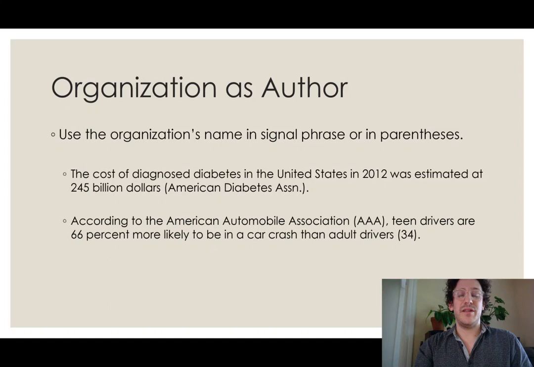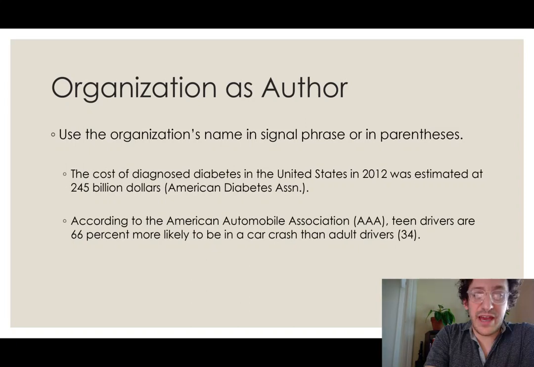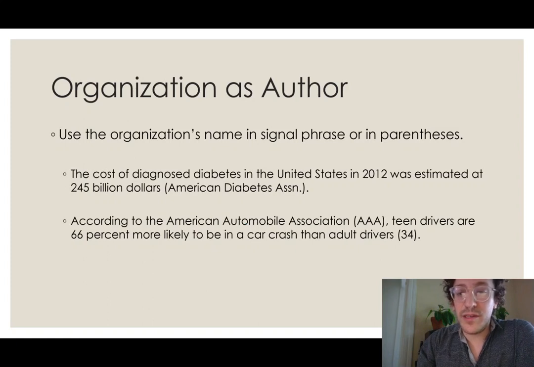All right. Here's another example. According to the American Automobile Association, AAA, teen drivers are 66% more likely to be in a car crash than adult drivers. Okay, so let's go back to the first example for a moment. Here's a parenthetical citation at the end. Now, we don't know the page number, probably because there is no page number. We don't know the author. We don't know the title of the report necessarily. We're just using the association name instead of an author. Here we have a signal phrase in the second one, American Automobile Association. I think my pen battery is running low. All right. We have the AAA mentioned in the signal phrase, and then there's a page number at the end.